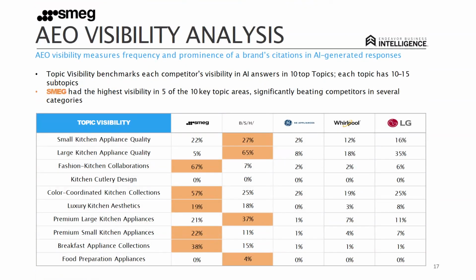We benchmark your brand's AI visibility against competitors across key topics. SMEG, for example, led in half of the top 10 topics, outperforming peers in categories like fashion kitchen collaborations and luxury kitchen aesthetics. This analysis highlights where your brand stands out and where greater focus may be needed.